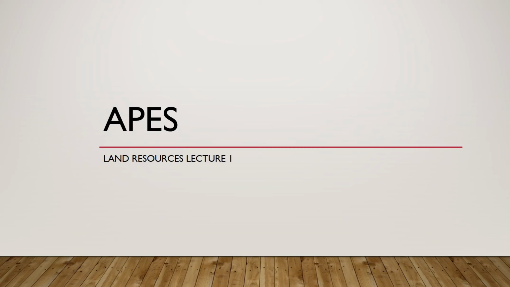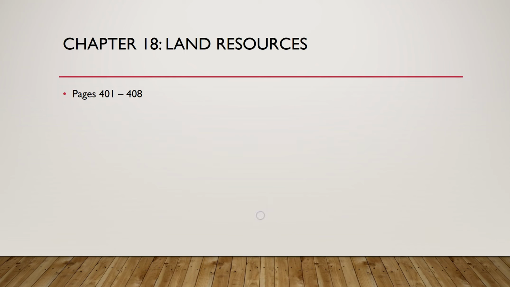All right, kiddos. So this will be Chapter 18, Lecture 1, continuing with our unit on minerals and land resources. The reading that will accompany this particular lecture is pages 401 through 408, found in your textbook. And what we'll do today is discuss ecosystem services provided by various natural areas.